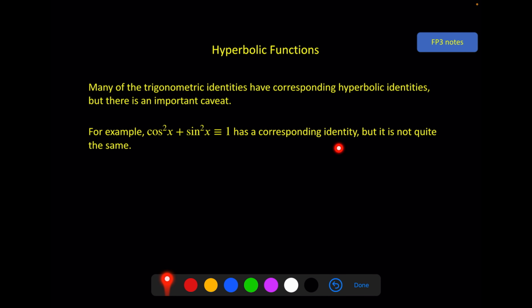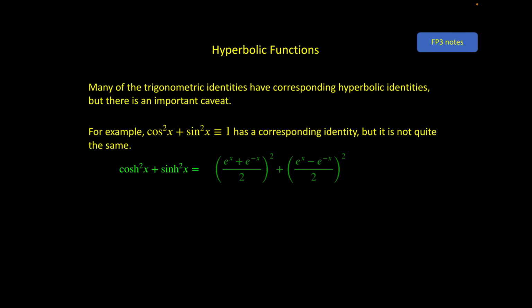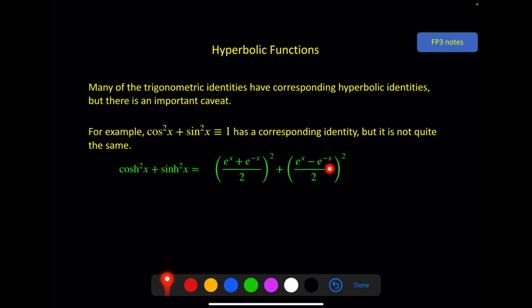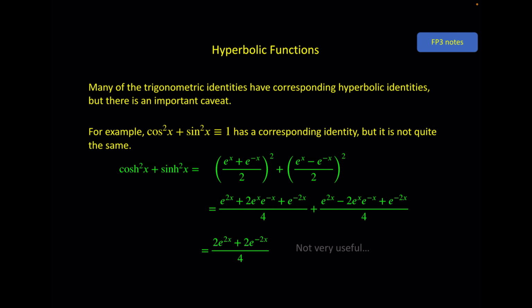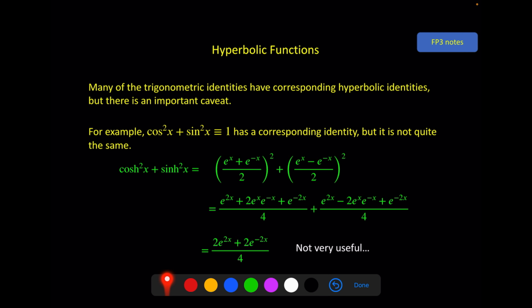So there is a corresponding identity in the hyperbolics, but it's not quite the same. So if we look at this and we give it a try, using the definitions, we can square this, add them together, and hopefully you can see that this middle term here, 2e to the x e to the minus x, and over here the minus 2e to the x e to the minus x are going to cancel out, and we're going to double up on the first and the third terms, which, although it might be useful in some very specific circumstances, is not very useful in general circumstances.